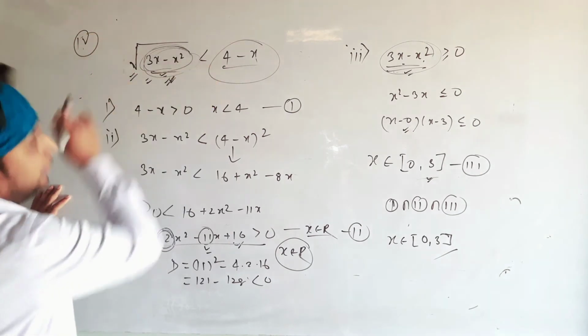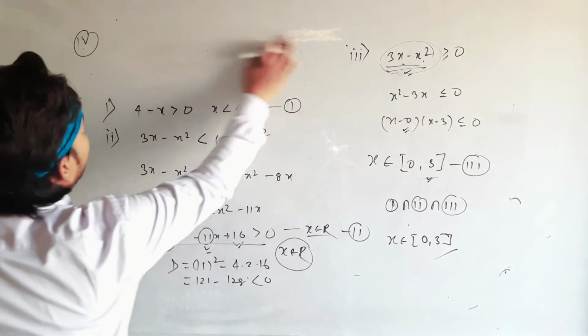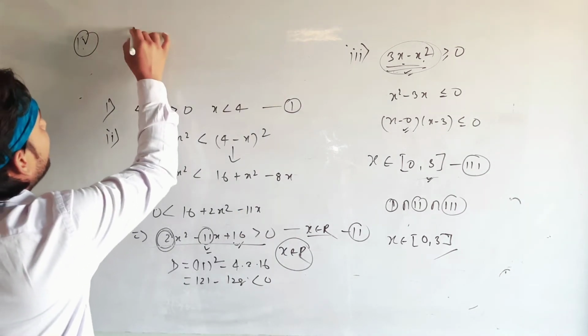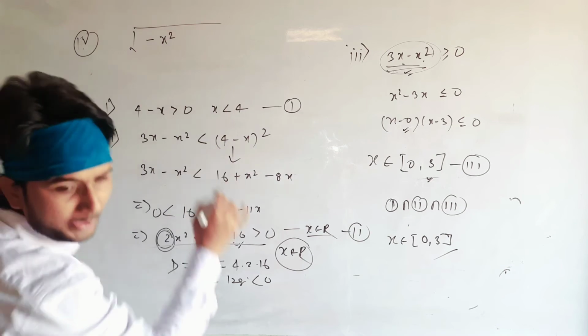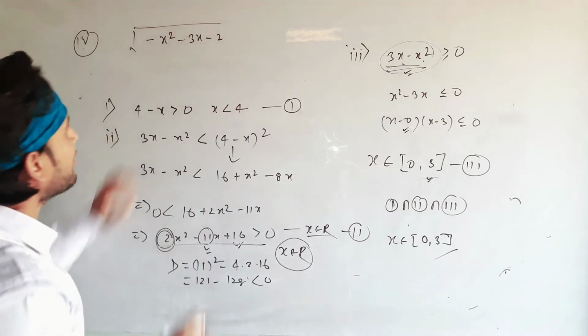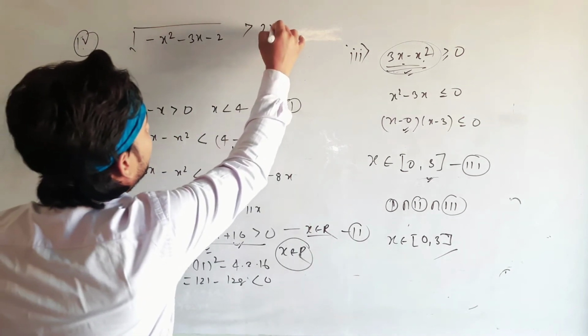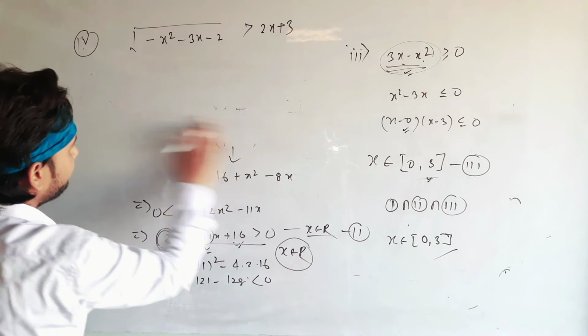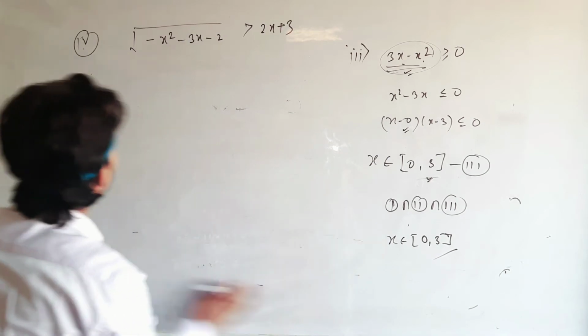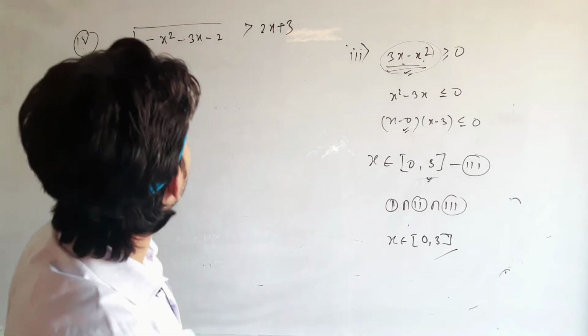Okay, then let's see the next example. What is the next example? Okay, the next example is very interesting. The square root of x square minus 3x minus 2 is greater than 2x plus 3.